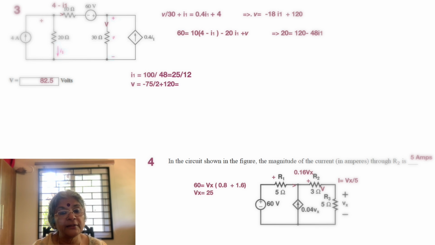We put them all together, such that we have only I1 to solve, and so I1 becomes equal to 100 by 48. Meanwhile we have also seen that 20 is equal to 120 minus 48 I1, which is how we reorganize this equation. So now we see that I1 is equal to 25 by 12. So substituting that in V equal to minus 18 I1 plus 120, we see that V is equal to 82.5. Meanwhile you can also solve between two simultaneous equations, if that is easier for you. I have always used substitution because that appears easier to me.